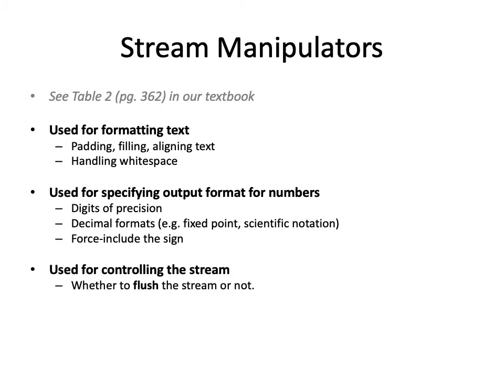Stream manipulators are also useful for controlling the stream in other ways. For instance, whether or not to flush the stream. They can also add other characters as well. Now we'll talk about what flushing means in just a little bit, but for now, you can do that. Stream manipulators can also be used together to achieve certain goals as well, and we'll see examples of that towards the end of this mini lecture.